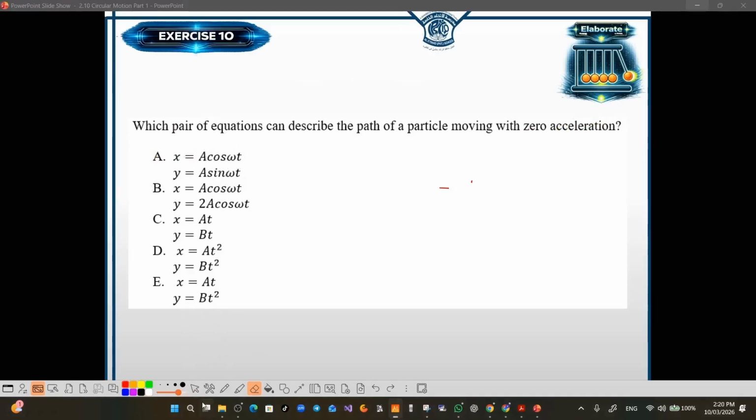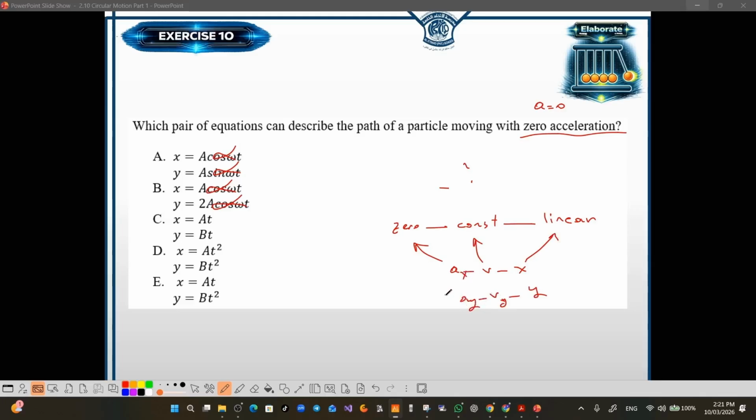Now, which pair of equations can describe the path of a particle moving with zero acceleration? In circular motion we always have acceleration, so it cannot be something related to circular motion. To have zero acceleration, let me use the trick: acceleration zero, velocity constant, position linear. No need for the quadratic. So the acceleration must be zero, the velocity constant, and the position is linear.